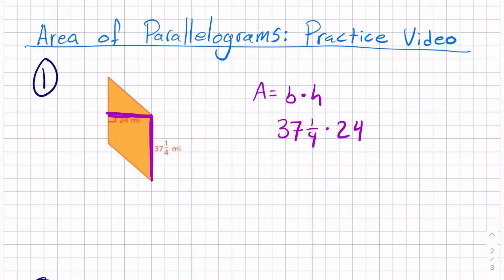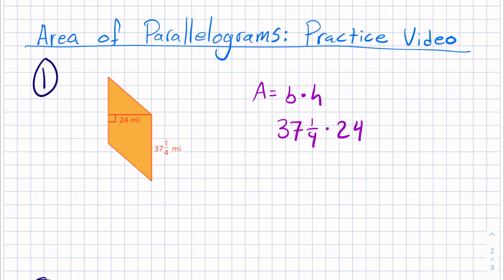But in geometry, those things tend to not matter so much. You can imagine the orange parallelogram being spun around so that the 37 1/4 is on the bottom and the 24 would be facing vertically, if that makes you feel better. But it just doesn't really matter so much where the base and height is, as long as they're perpendicular to one another and make a 90-degree angle, then I'm good to go.